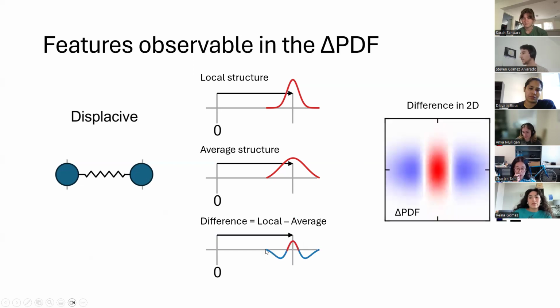It'll look like this sort of triplet shape where you have a negative lobe and then a positive lobe and then a negative lobe, which we get by subtracting these two. And in 2 dimensions, that looks something like this. Okay, so it looks like this sort of dumbbell shape.